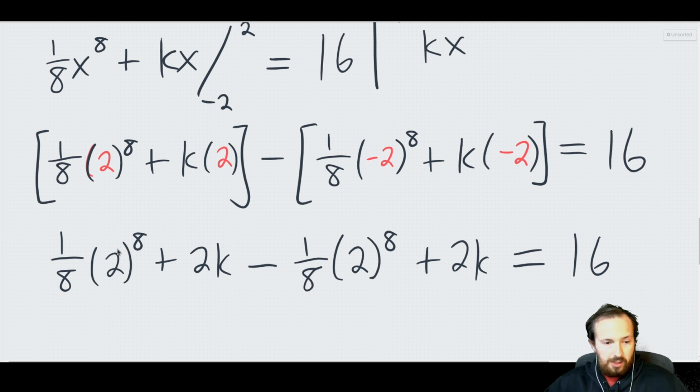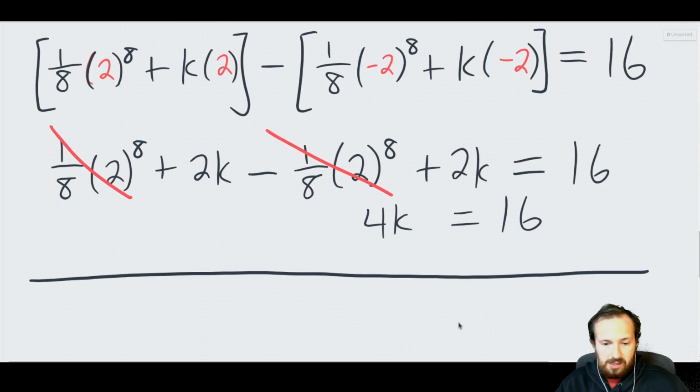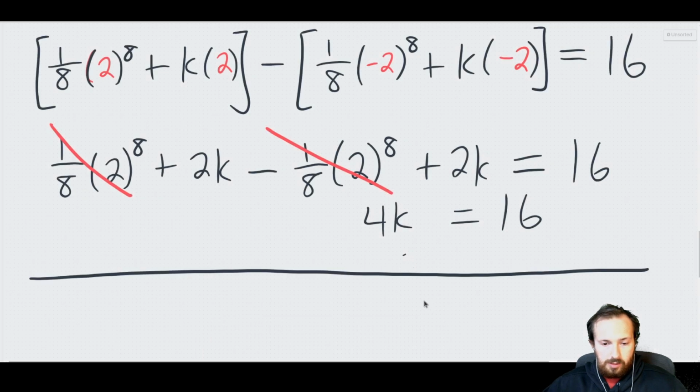And then you could evaluate this if you want. So 2 to the 8th, you could look at the 8 as 2 to the 3rd, and then take advantage of exponent properties. 2 to the 8th over 2 to the 3rd would be 2 to the 5th. That makes it slightly smaller numbers to work with. 2 to the 5th is 32. But you don't even have to do that if you notice that these are literally the same thing, so they just cancel out. And then you have 2k plus 2k is 4k, combined like terms, equals 16. And then hopefully it makes sense from there that k equals 4.